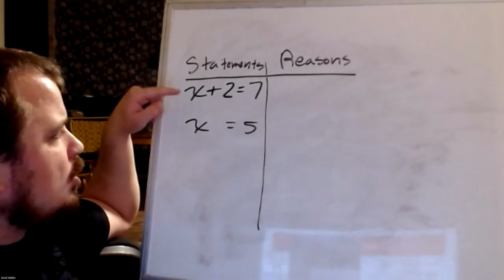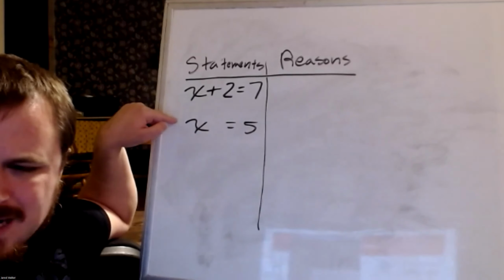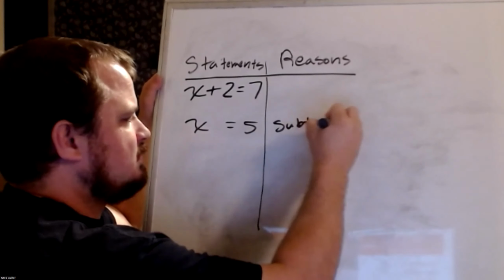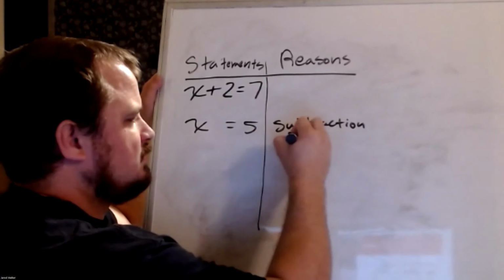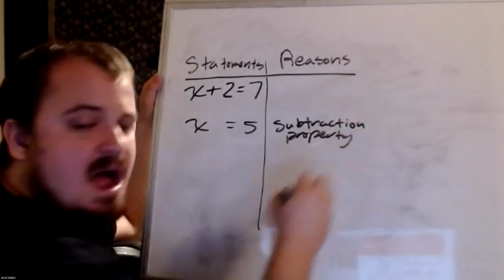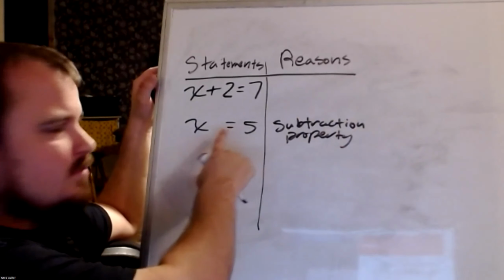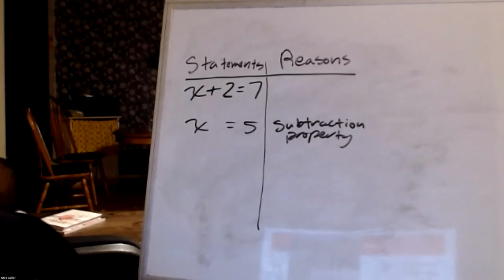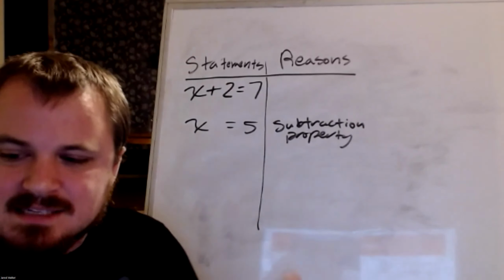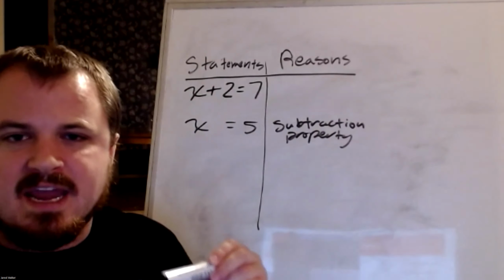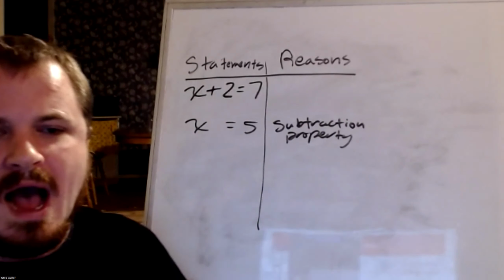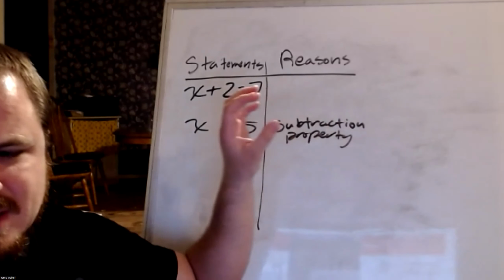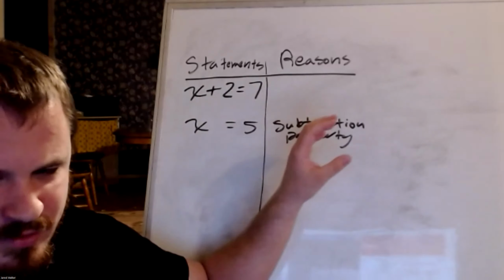If somebody said, okay, I get why that's there, but why does that happen? What I could do is this. I would say my reason for going from here to here, the reason that works, is because of the subtraction property. What does the subtraction property say? It says that you can take something off of both sides of an equation and it still works. And so I don't have to go through explaining everything that I did. I just bring up the subtraction property, because that is something that already argues for the fact that what I'm doing is true.